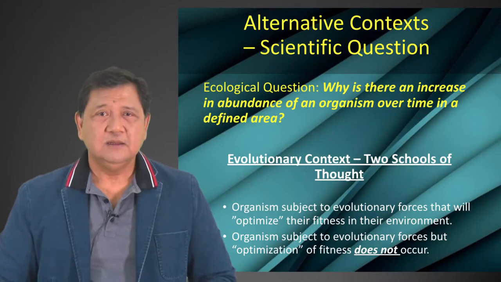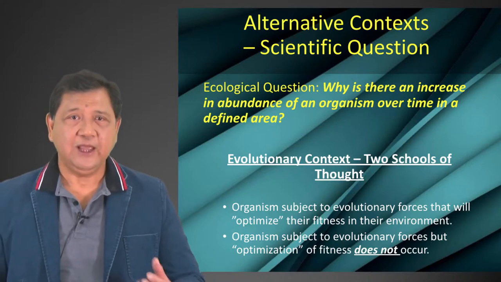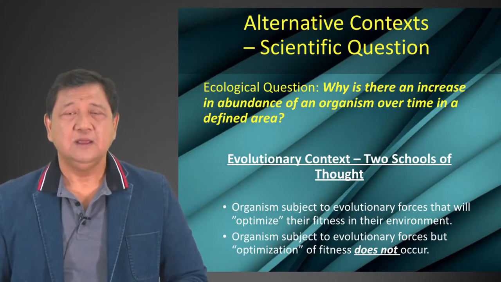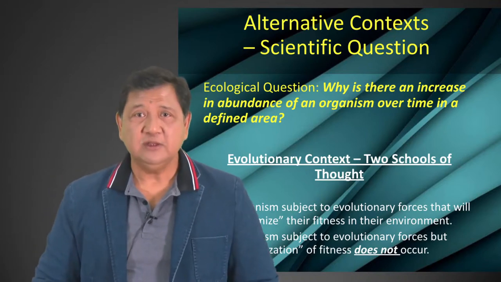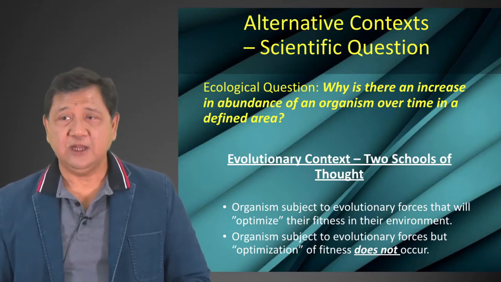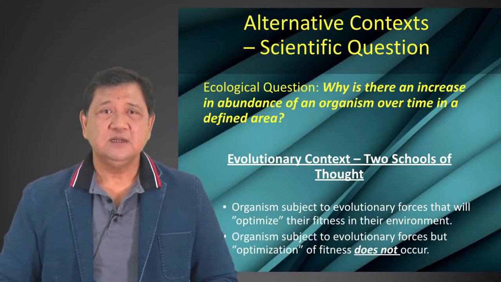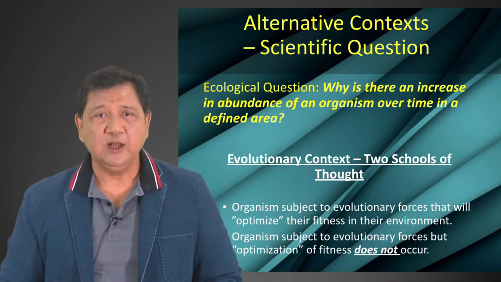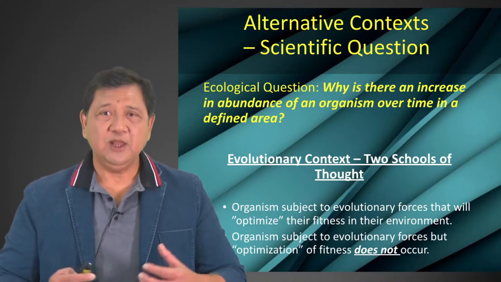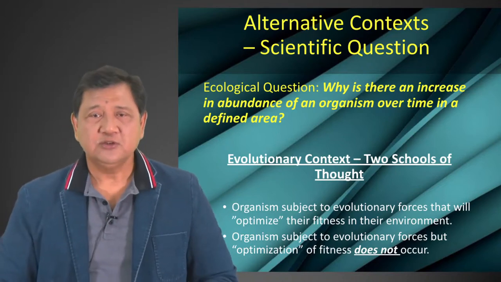Having said that, the question, why is there an increase in abundance of an organism over time in a defined area, can also be looked at from another framework. We can look at it as well from the evolutionary context. At the moment, there are two schools of thought on how evolution and adaptation proceed. The first school says that organisms are subject to evolutionary forces that will optimize their fitness in their environment, meaning individuals and the population continuously evolve new properties that allow them to survive in an environment.